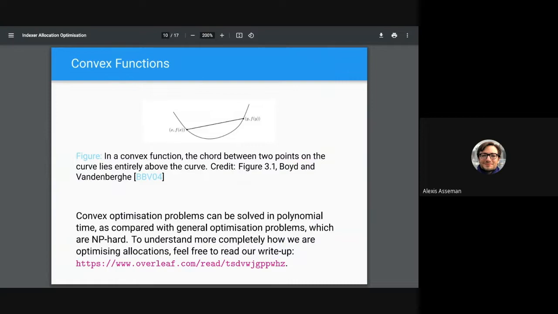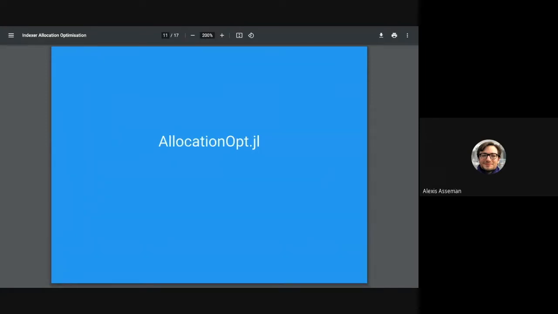We do have a more formal write-up if anyone's interested in the mathematics and trying to understand the tool at a more fundamental level. The link's there, you can follow it at your own discretion. And yeah, all you.